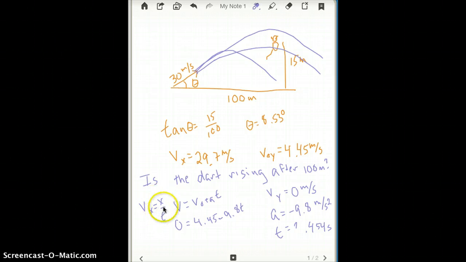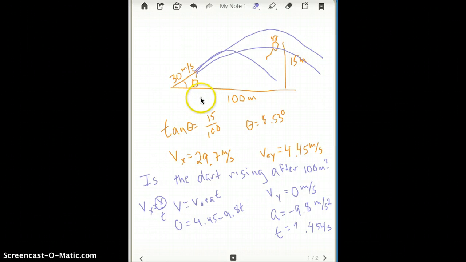And we know that the x is 100 meters. Actually, let me think here. Let's do Vx times t and solve for the x, and then we can compare that to the 100 meters. So I'm going to take 29.7, multiply by 0.454, and I get that it's traveled a distance of 13.48 meters.